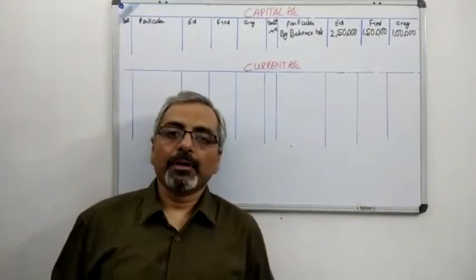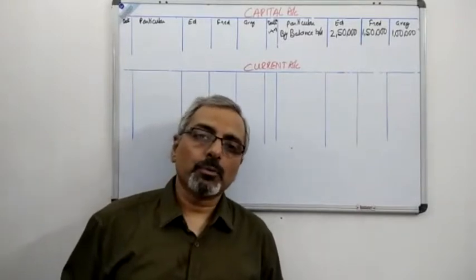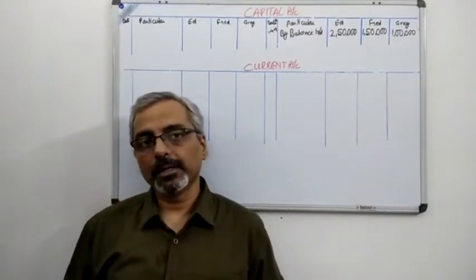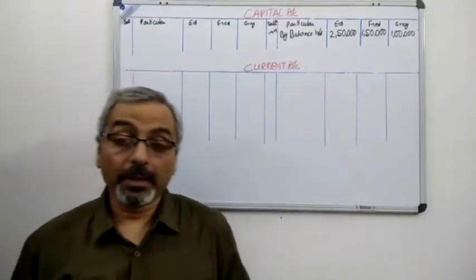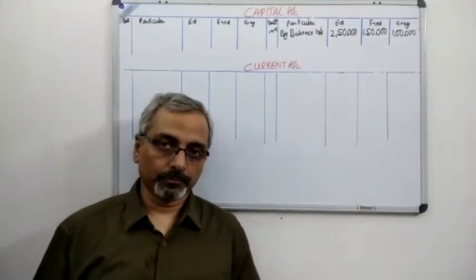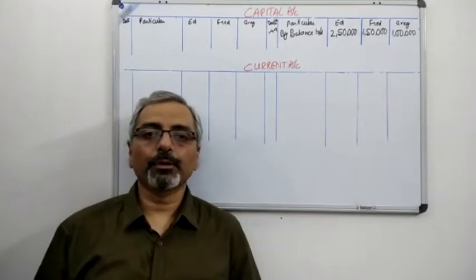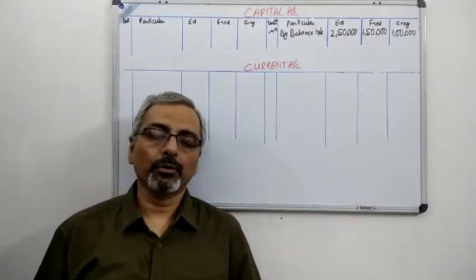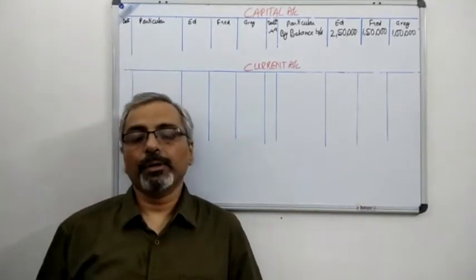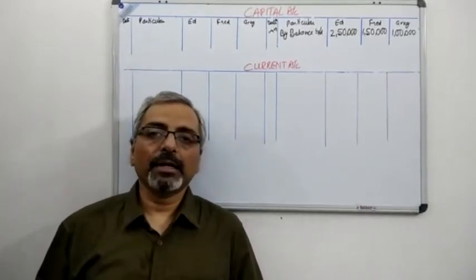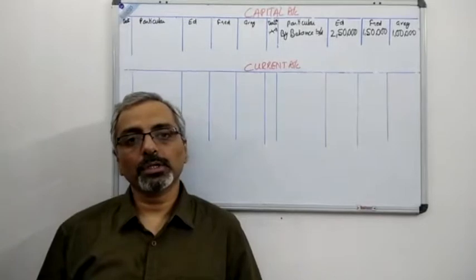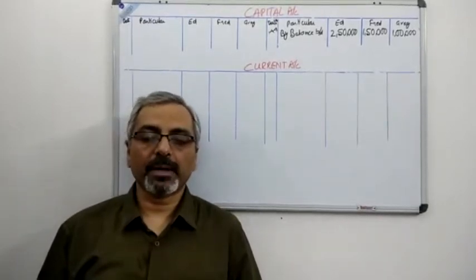Now, as the capital account is fixed, we are supposed to prepare two accounts, which is the capital account and the current account. First, I'll finish with the capital account and then I'll move on to the current account. You can see I've already drawn the capital account and current account for you with the set format. Date, particulars and the name of the three partners are Ed, Fred and Greg, which is given both in the debit side and the credit side respectively.